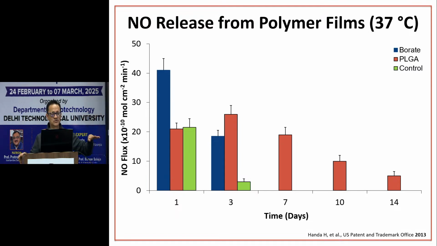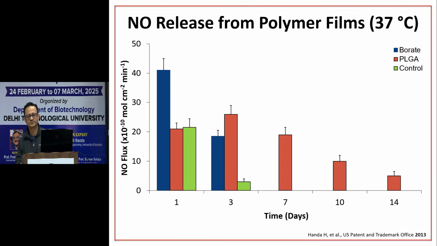So the hypothesis we had was right: you can add a little bit of PLGA, it keeps the environment a little bit acidic, a little bit neutral, and you keep releasing nitric oxide.